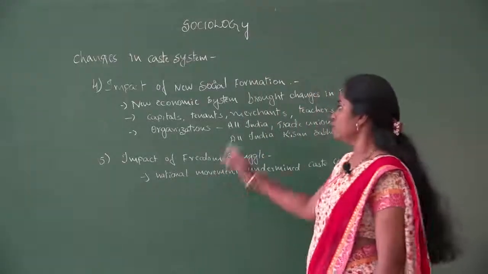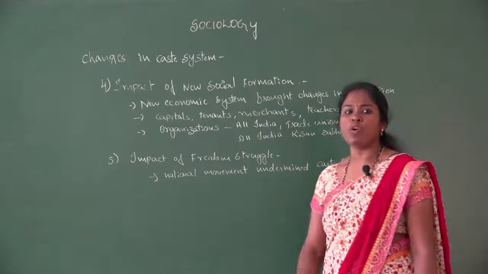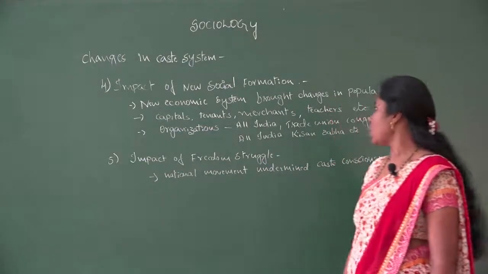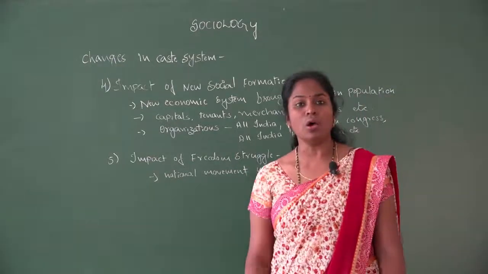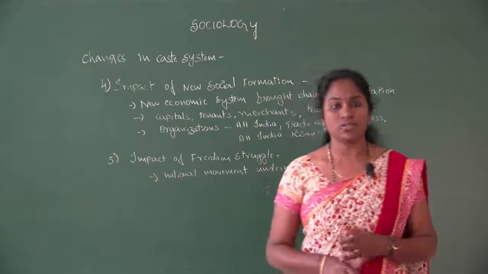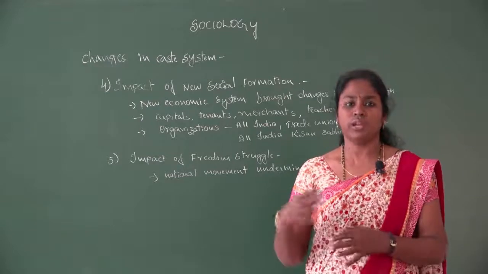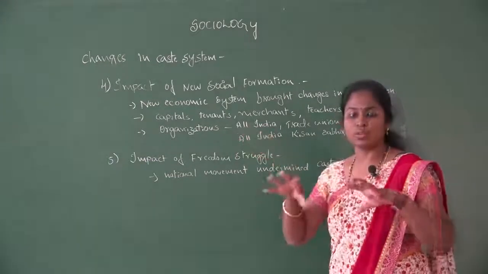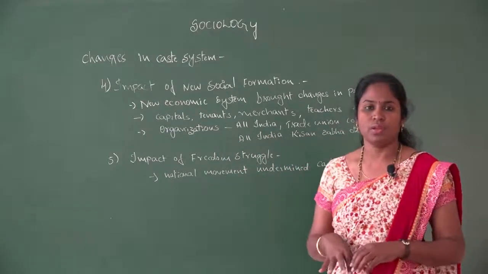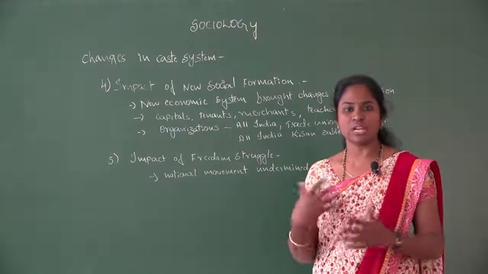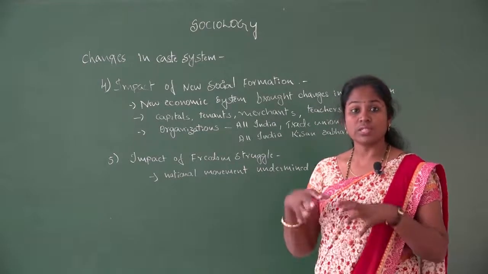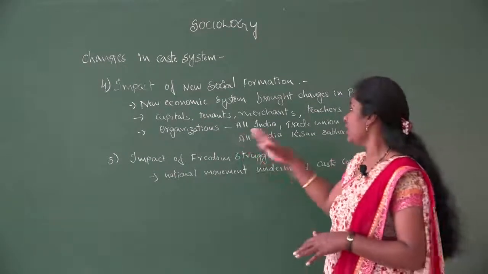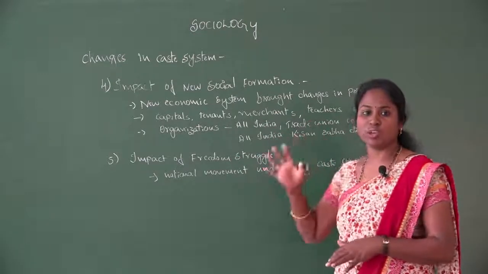Fourth point, impact of new social formation. Here we can see the new economic system brought changes in the population of Indian society, because it introduced new occupations. The population started increasing, and there were changes in society. These changes made groups in society, that is capitalists, tenants, merchants, teachers, doctors, lawyers.